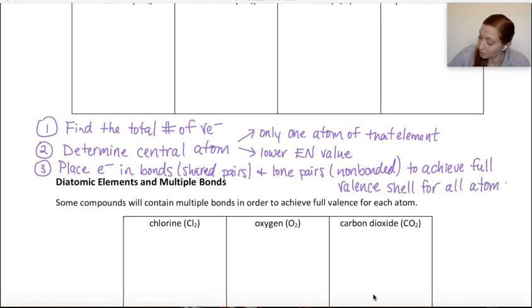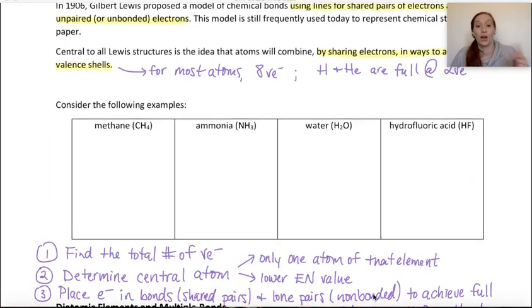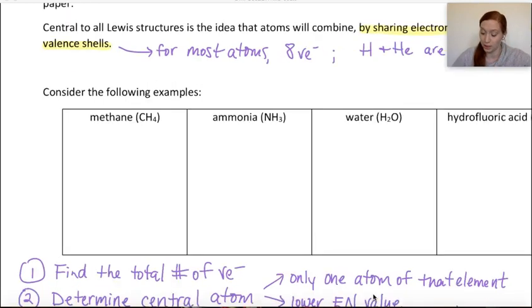Now, this is often referred to as the octet rule, since most atoms, again, are going to have a full shell with 8 valence electrons. But because we have those exceptions of hydrogen and helium and some other situations where you may not have exactly 8, we're just going to say have a full valence shell. So let's get into our examples.